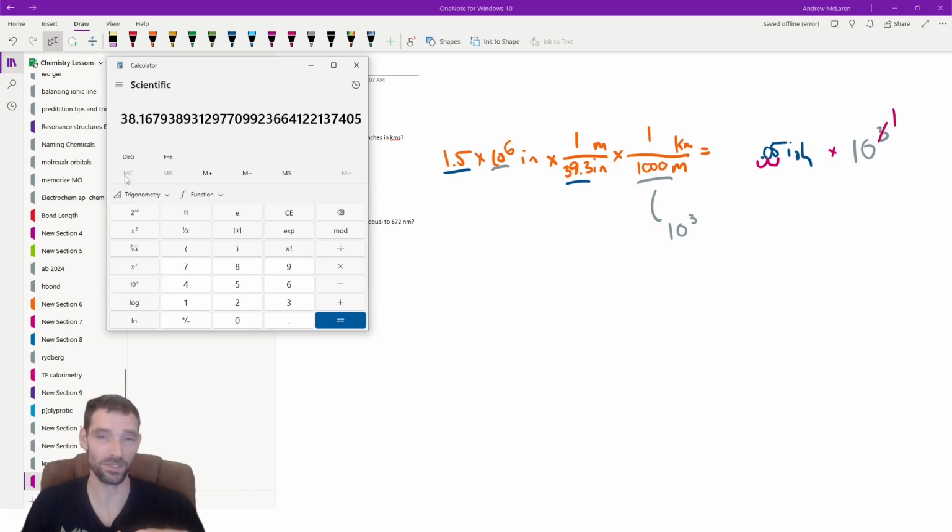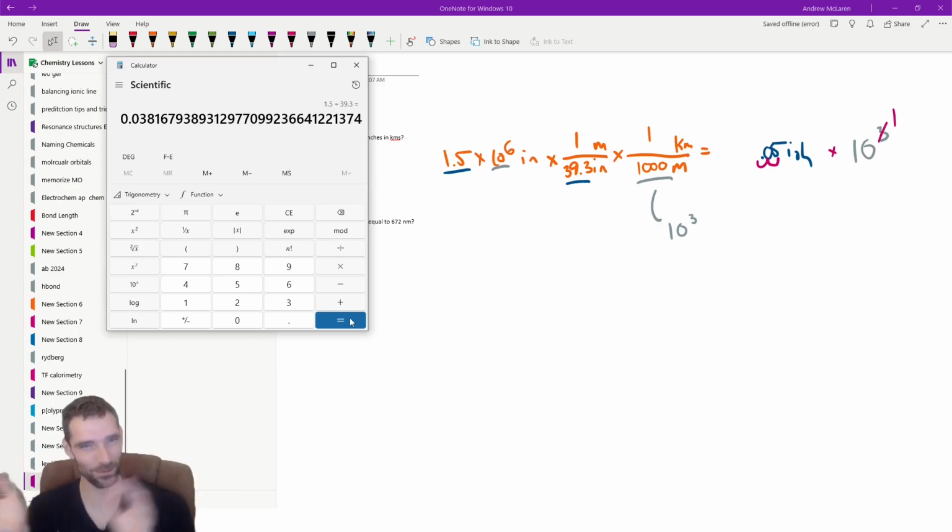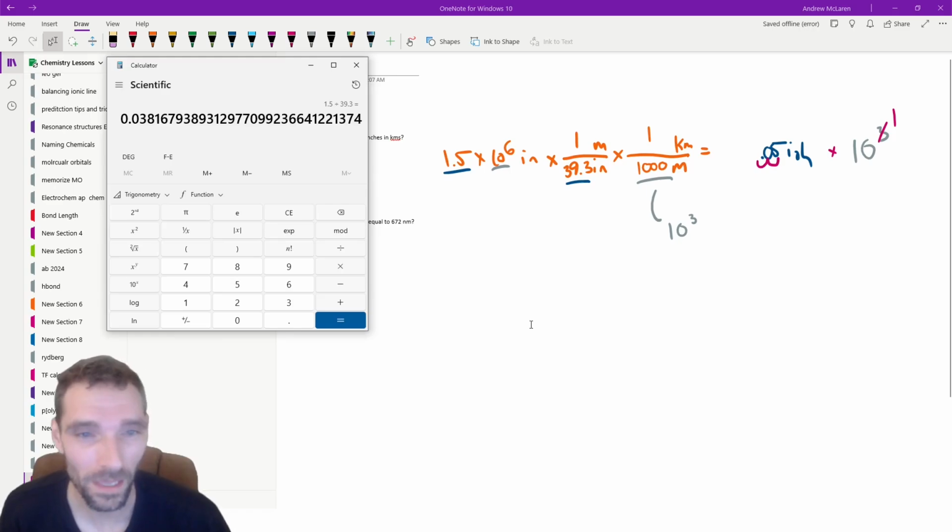If you wanted to just do the 1.5 divided by 39.3, that's going to give you the correct numbers. They're just in the wrong place value. If you just do all these things that aren't 10 up to some powers, you'll combine the numbers correctly, but then you need to move that place value to get it to be the correct number.